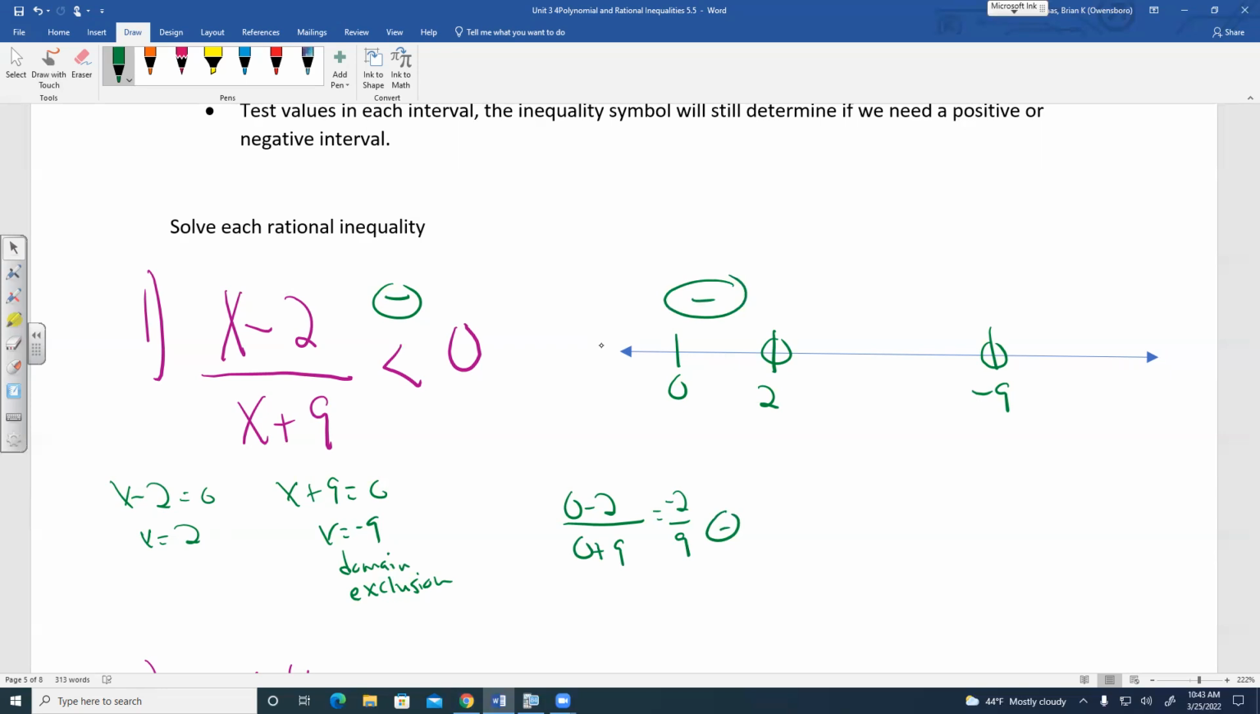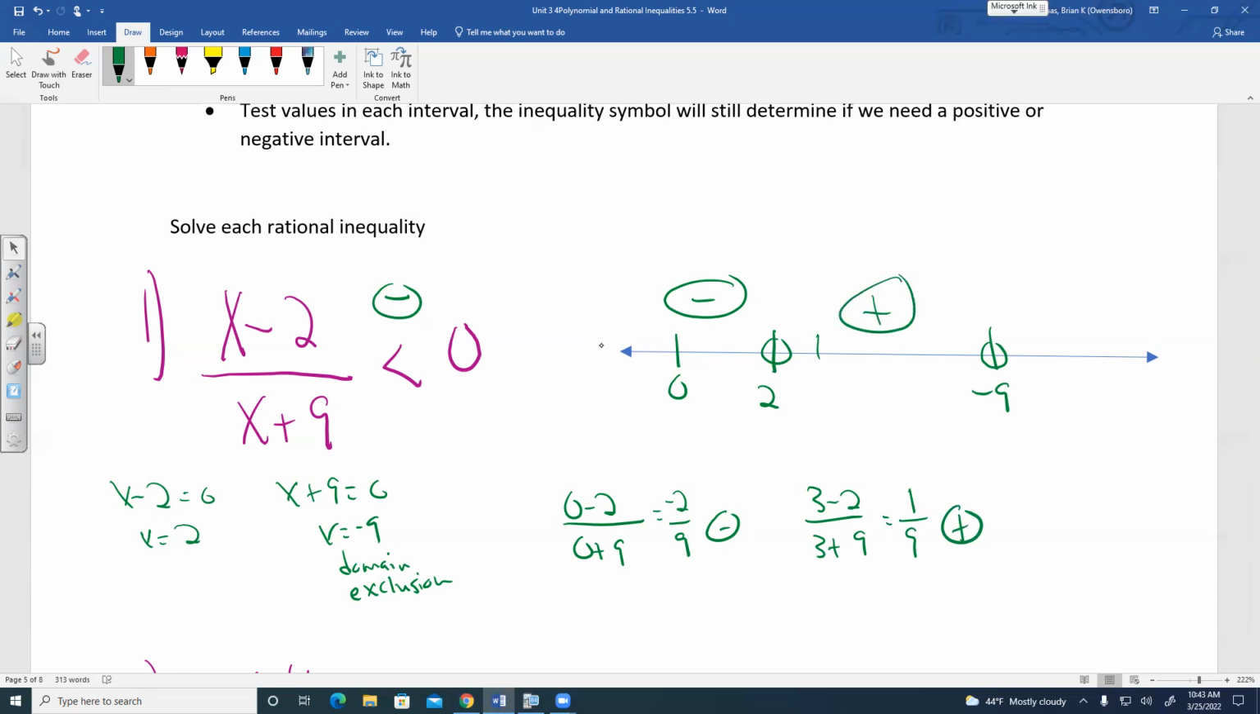Pick a number between 2 and negative 9. 3 would be between there. So if I test 3, I have 3 minus 2 over 3 plus 9. That's going to be 1 over 9. Well, that's going to be a positive answer. So I know between 2 and negative 9, it's positive.